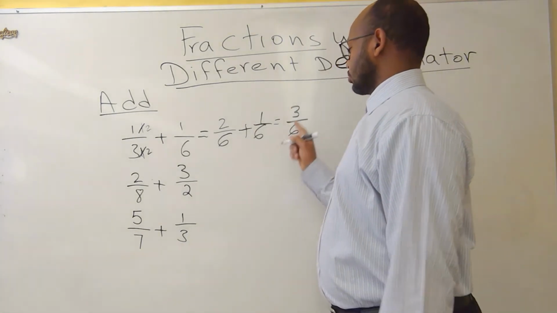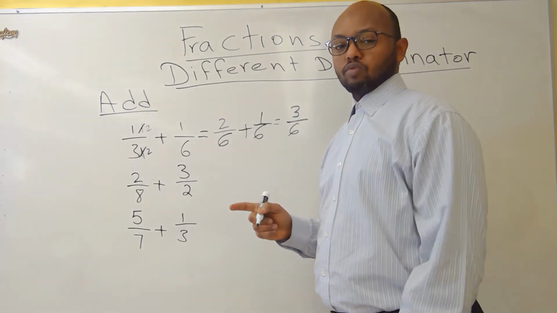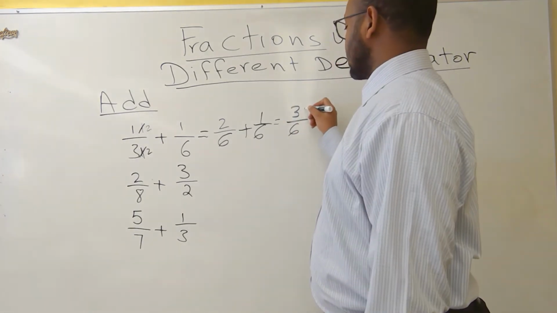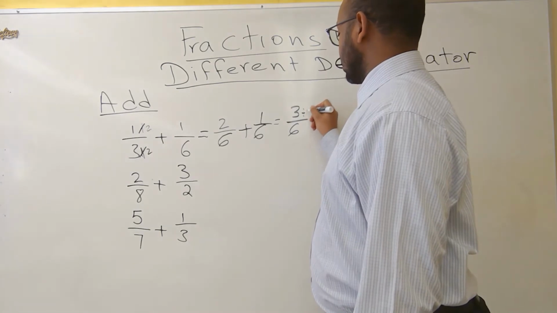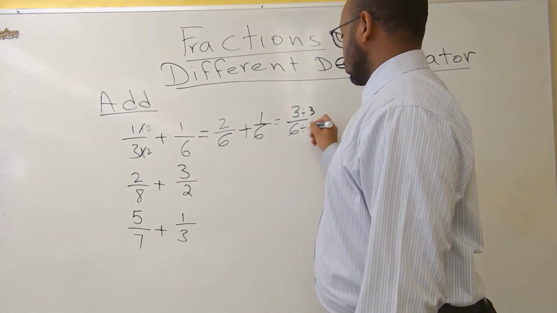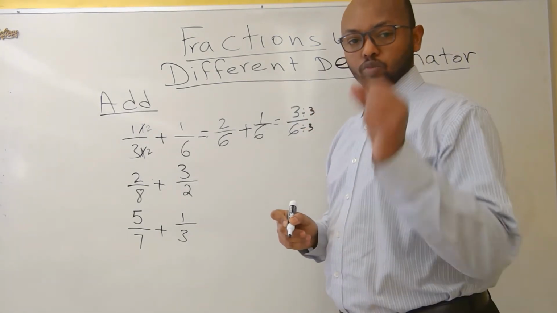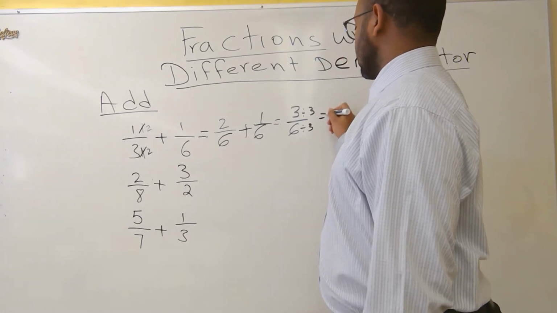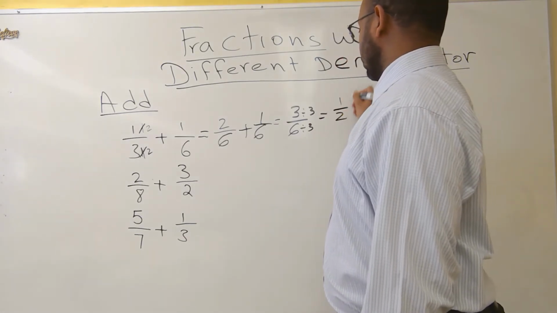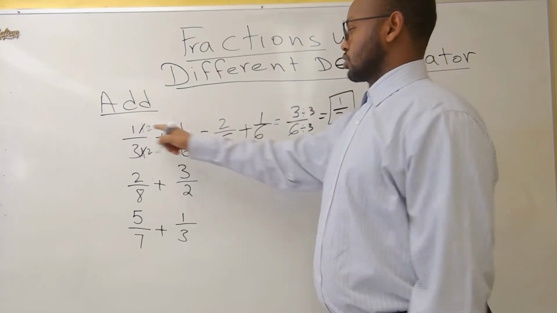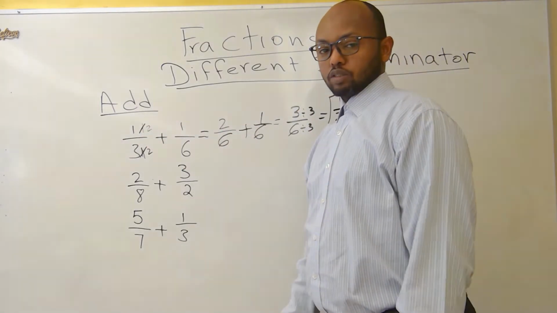This fraction is still possible to simplify. Simplify means dividing both the numerator and denominator by a number which is possible to divide by, which gives 1 over 2. So that is the answer of adding these two fractions.